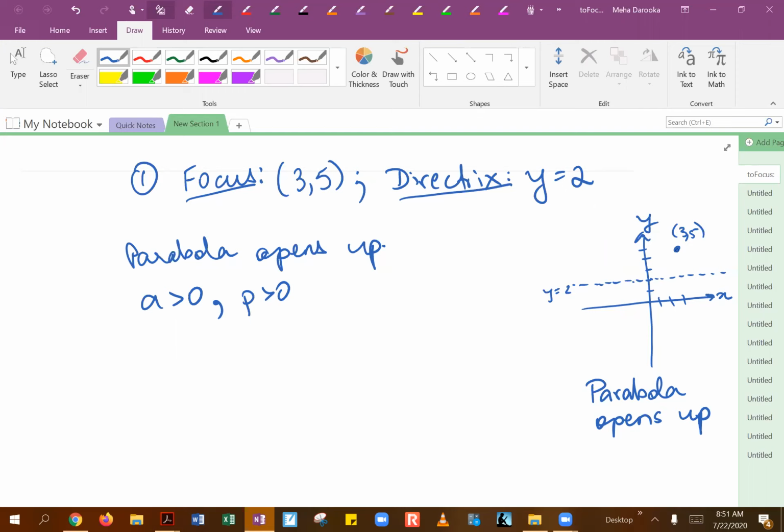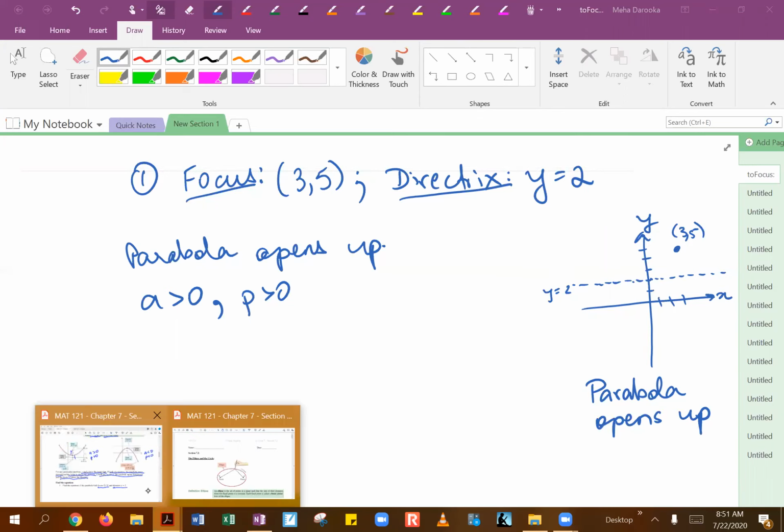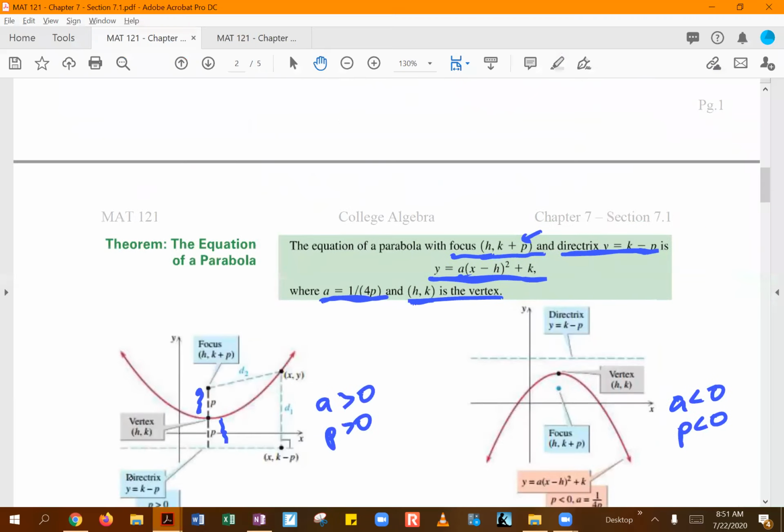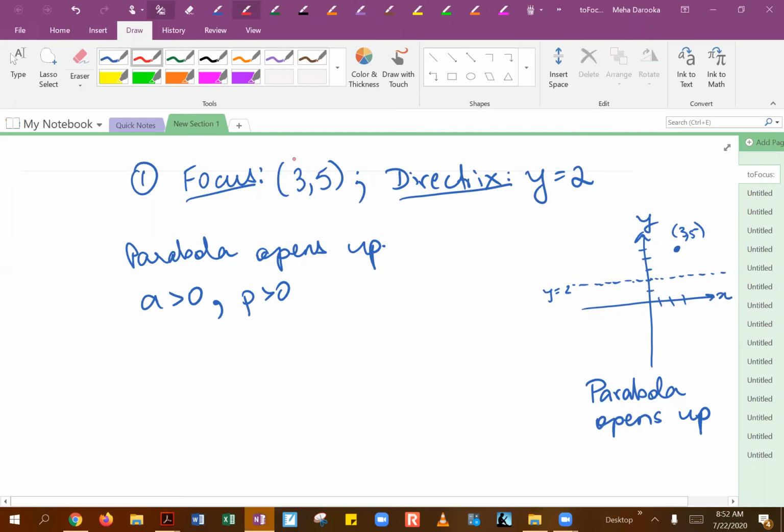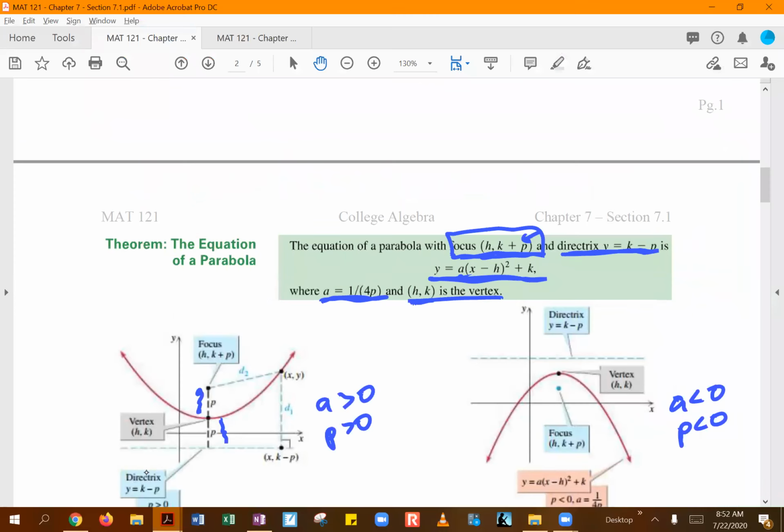The first thing we want to find out is what information we can get out of these focus and directrix values. So again, we're going to go back to the definition. They told us the focus can be defined as h comma k plus p. So the x coordinate gives us the h value, the y coordinate gives us k plus p, and then remember, for the directrix, we have the equation y equals k minus p.